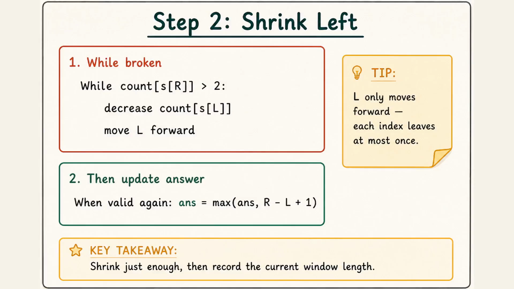Step 2. Shrink the left pointer while the window is broken. While the count of the newly added letter is greater than 2, decrease the count of the character at left, then move left forward. When the window is valid again, update answer to the max of itself and right minus left plus 1. Left only moves forward, so each index leaves at most once.